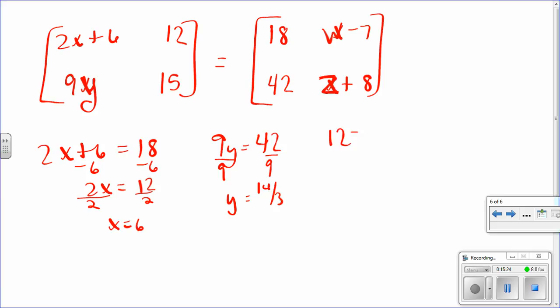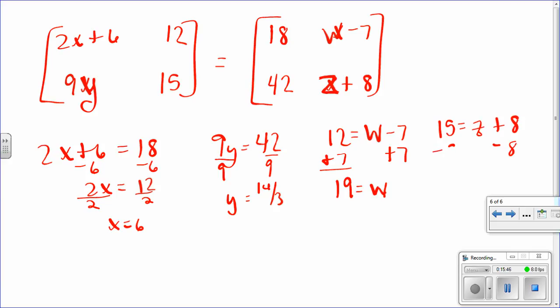What does 12 equal? So we would add 7. And 19 is W. And then what does 15 equal? Yeah, that ugly Z. Let's see. So I'm going to subtract 8. 2 minus 8. So 7 and Z. That's not bad, is it?